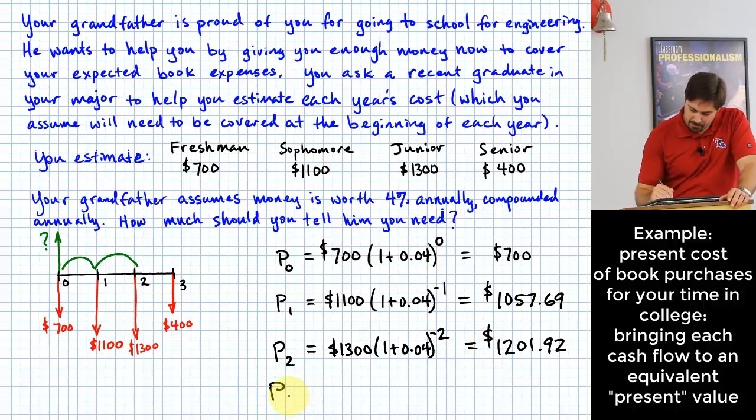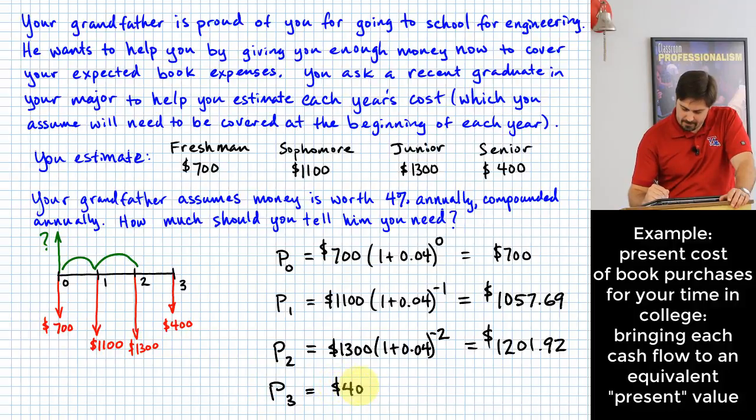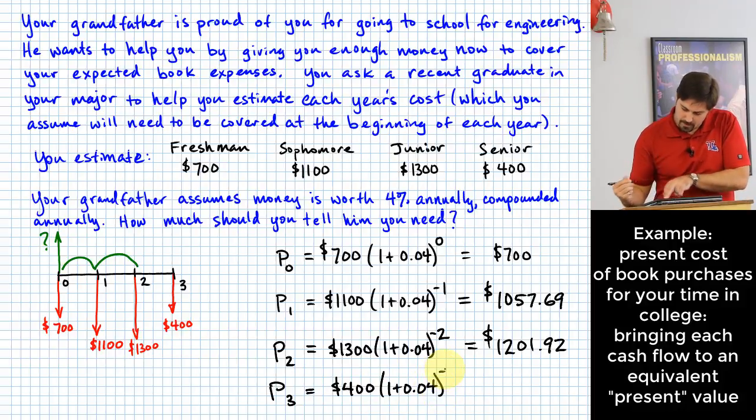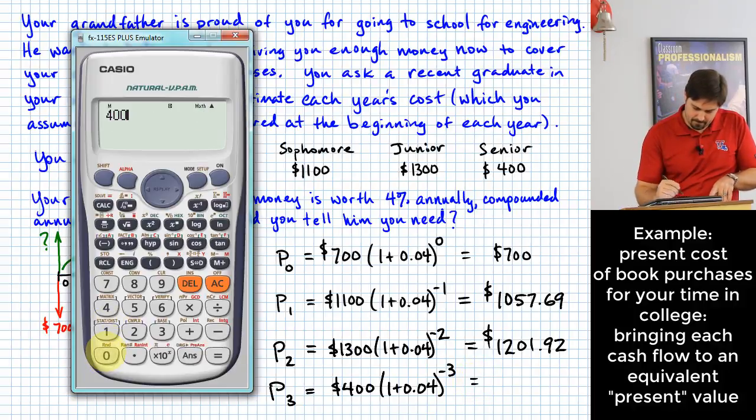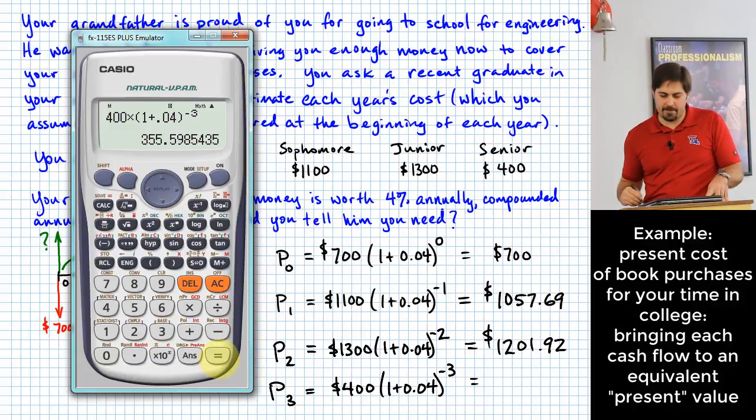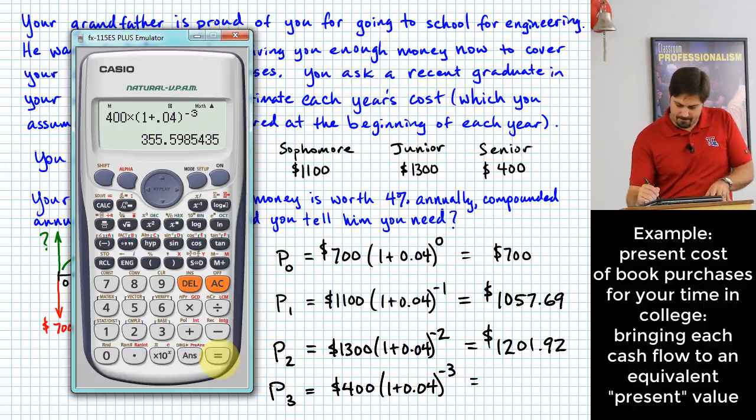I bet you know how to deal with the last one. $400 times 1 plus 0.04 raised to the minus third. Okay, we'll punch that in here and come up with 355.60.